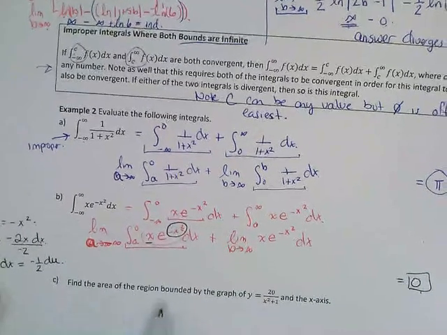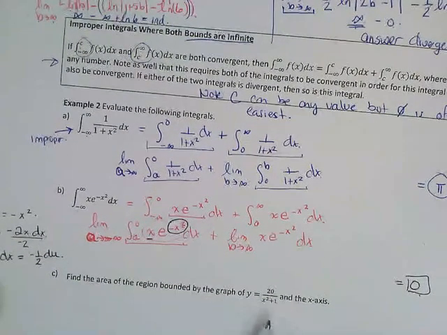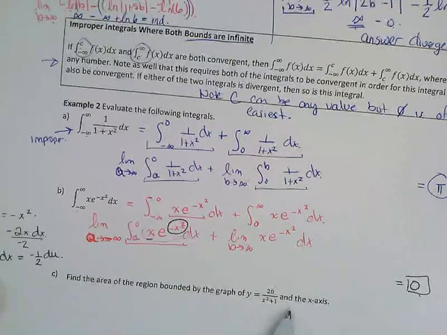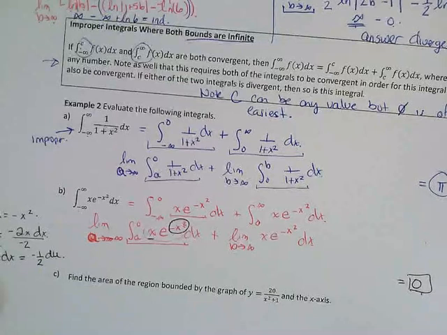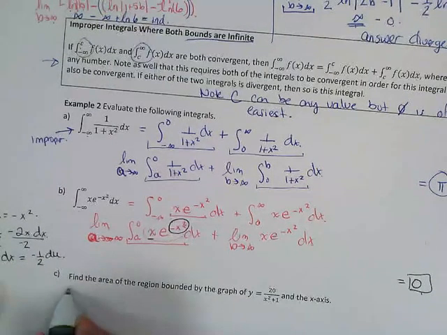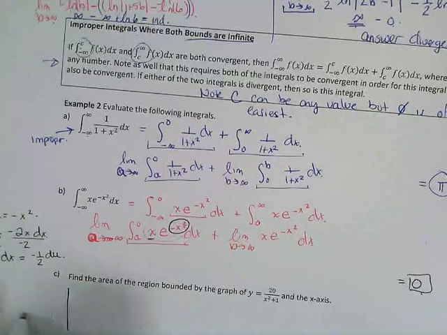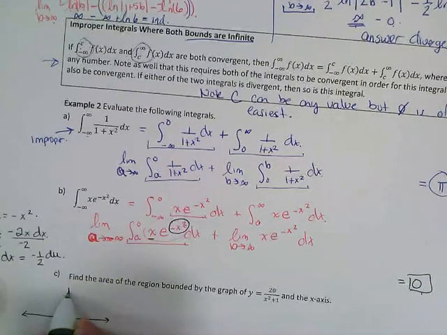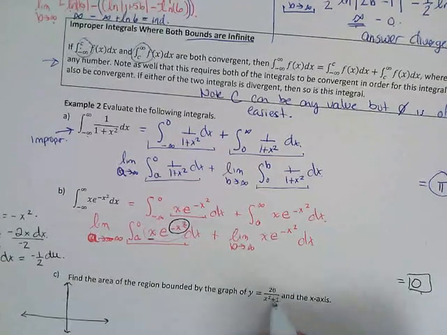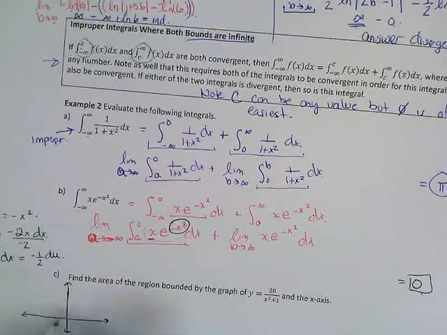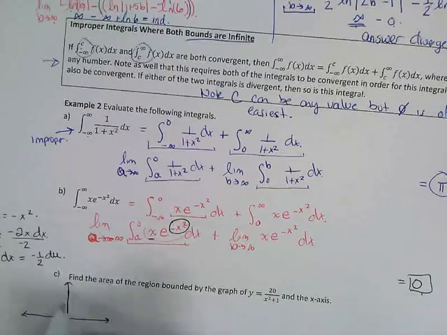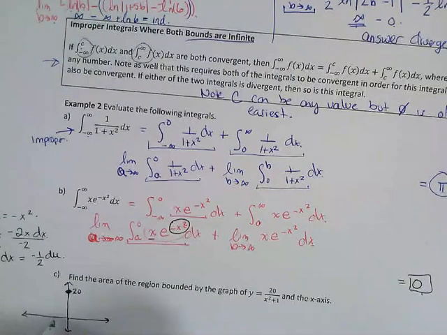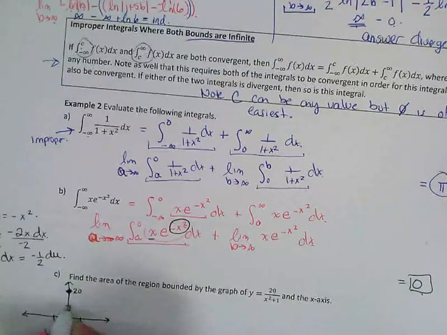Alright, find the area of the region bounded by the graph of y equals 20 over x squared plus 1 and the y-axis. So if we graph this, focusing on the x-axis, 20 over x squared plus 1. So basically when x is 0, our y is 20. When x is 1 or negative 1, our y is 10 and 10.